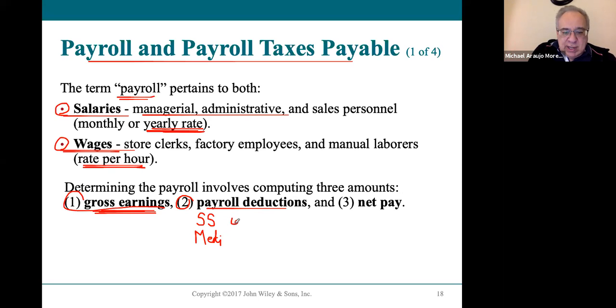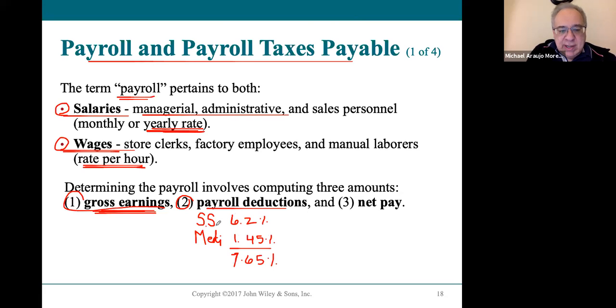Social Security is 6.2% of whatever your gross earnings is. And Medicare is 1.45% of whatever your gross earnings come out to be. So together it's 7.65%. It's a pretty hefty tax that's required. It goes to fund these two programs.